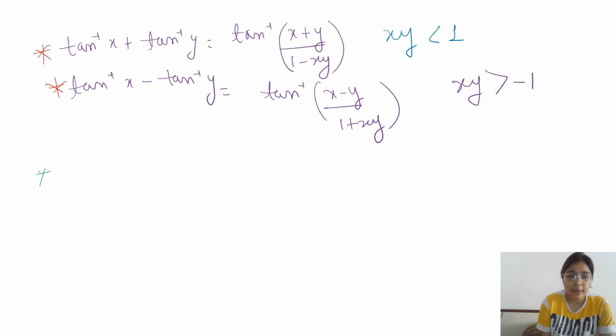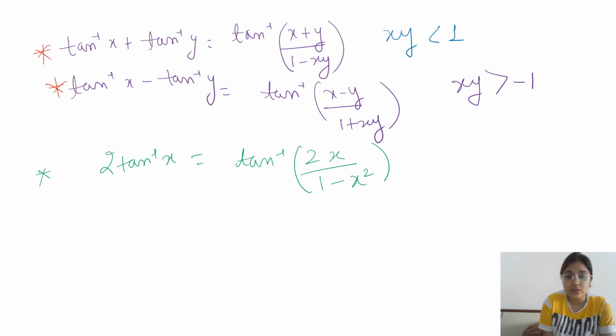A few more properties I have to explain. Suppose I am writing 2 tan inverse x. One formula I am writing: 2 tan inverse x, I can write as tan inverse of 2x upon 1 minus x square, and I will write the condition also.